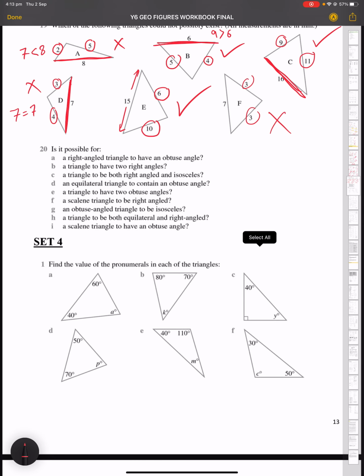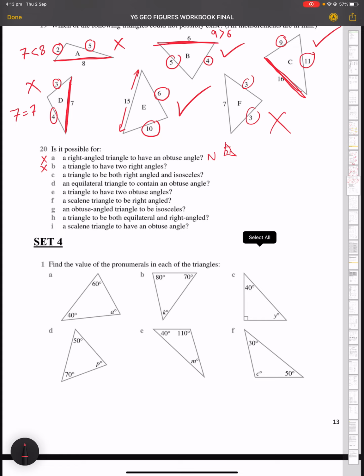Is it possible for a right angle triangle to have an obtuse angle? A right angle triangle always has one right angle and the other two have to be acute, so no. Just going to put a cross there. A triangle to have two right angles? No, because two right angles add up to 180 degrees already, and you need three angles to add up to 180. So that means that three angles will add up to more than 180, which doesn't make sense.